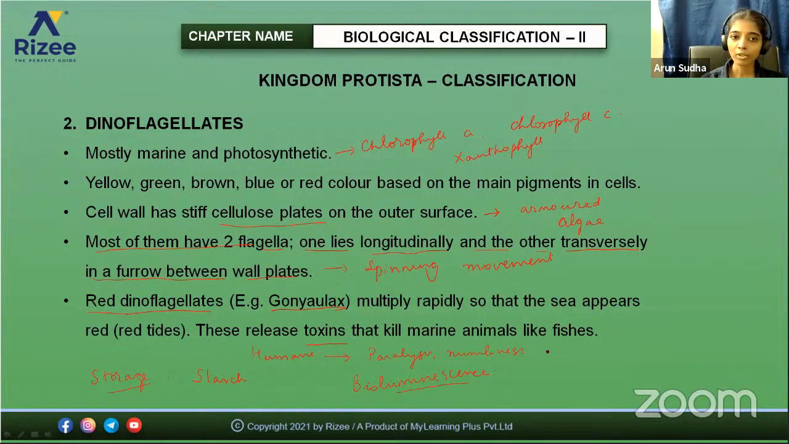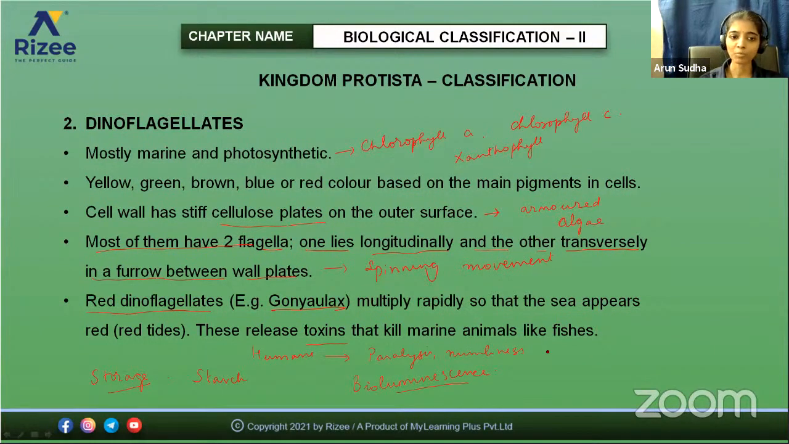So dinoflagellates are marine, and they are photosynthetic organisms. That photosynthetic activity is due to the presence of pigments. So they also differ in color due to the presence of these pigments. The cell wall has stiff cellulose plates. They look like an armor, so they are called armor algae. And most of them have two flagella, as the name shows, dinoflagellates. And these flagella are responsible for the spinning movement of dinoflagellates, and an example is Gonyaulax.